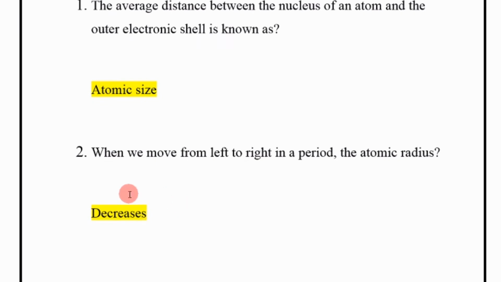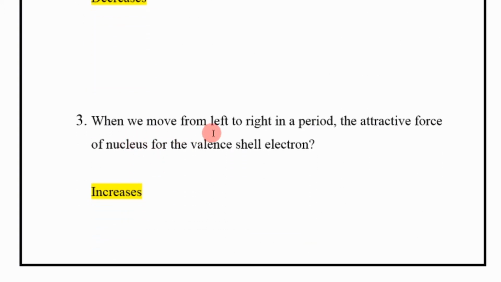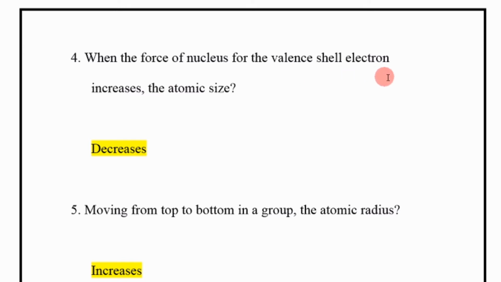Next, when we move from left to right in a period, the atomic radius decreases. When we move from left to right in a period, the attractive force of nucleus for the valence shell electron increases. Next, when the force of nucleus for the valence shell electron increases, the atomic size decreases.